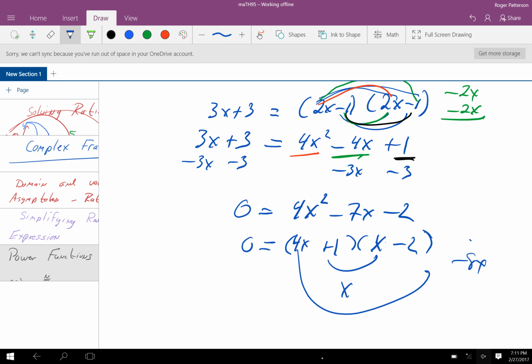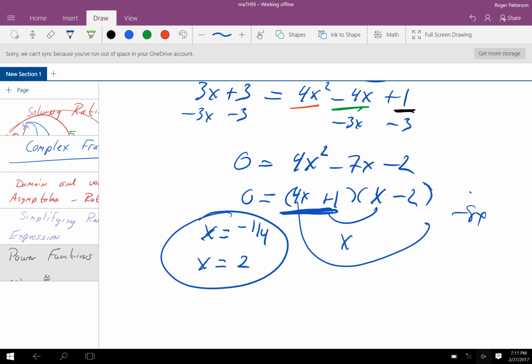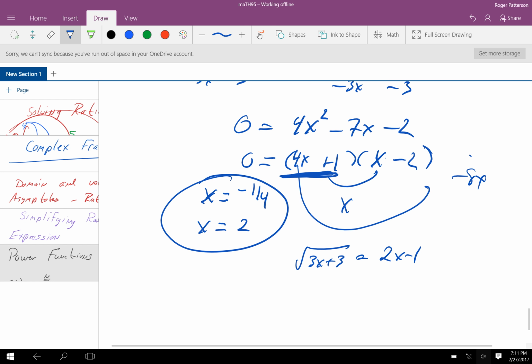Okay, so what's one of my answers? X equals negative 1/4. That comes from here. And what's the other answer? X equals 2. Now, when you get to some of these, the simpler ones probably not so much, but these ones, where you're squaring both sides and you got a variable, you want to check to make sure that they work, because it's possible that it doesn't work. So I'm going to go back up to that original equation that I had. And I'm going to check it.